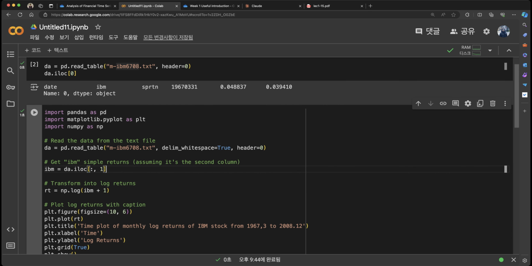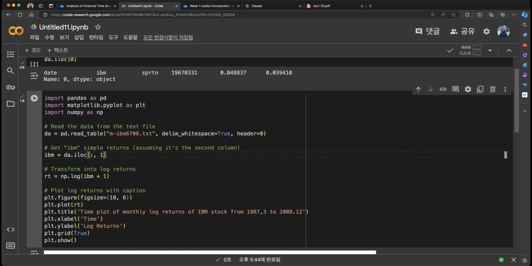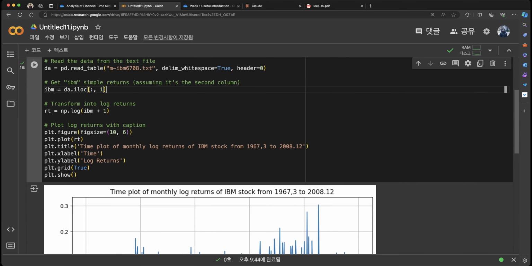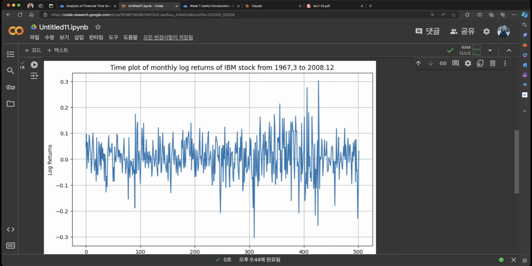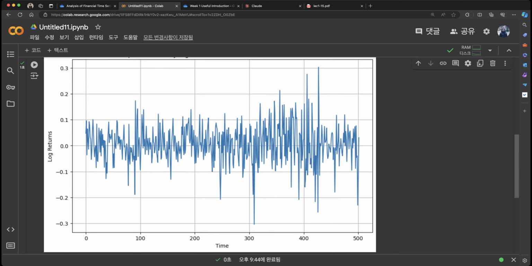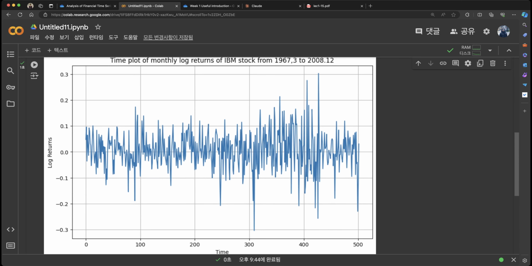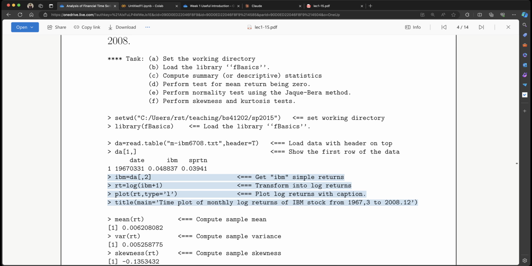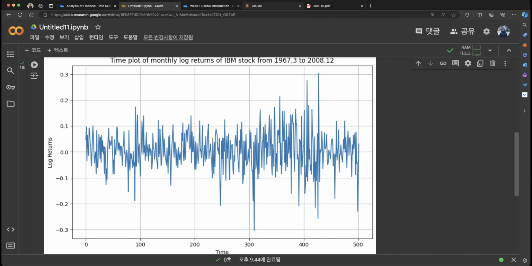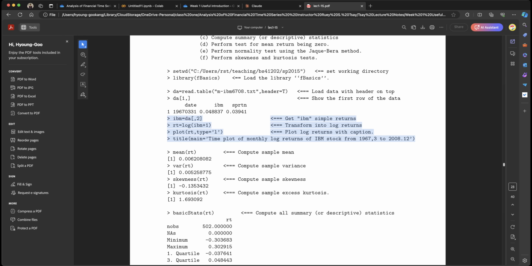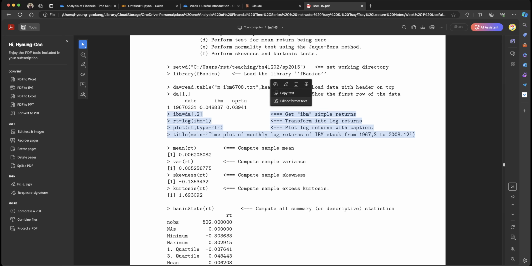Then we take the log, set the figure size, and plot the return, with the title, x label, and y label, and the grid set to true. So this is a time plot of the monthly log return of the IBM stock. So we have the IBM stock return like this. Then we calculate the mean, variance, skewness, and kurtosis.